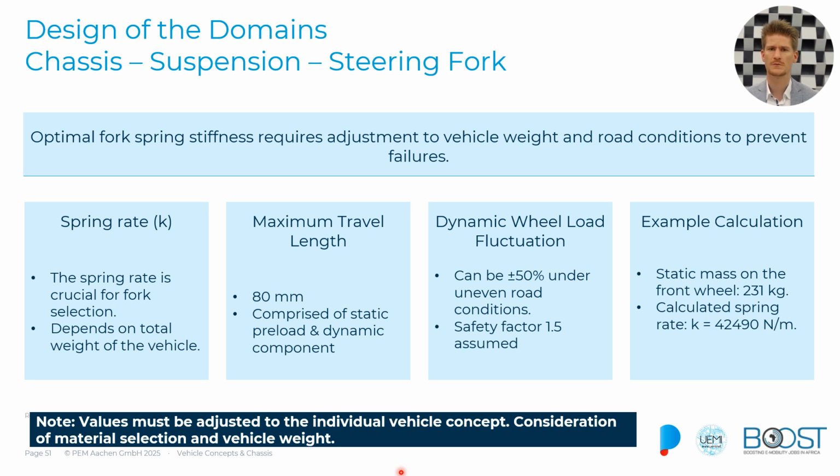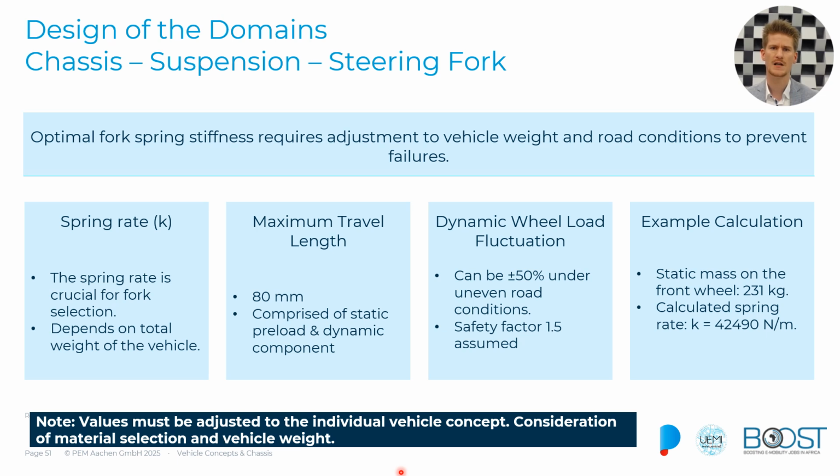Then we have the maximum travel length, and we will now say that the maximum travel length of the fork spring is set to 80 millimeters for this vehicle. So this value is made up of the static preload of the spring, which acts as a force on the spring due to the weight of the vehicle when stationary. And then we also have the dynamic component, which is applied by driving over uneven surfaces, for instance.